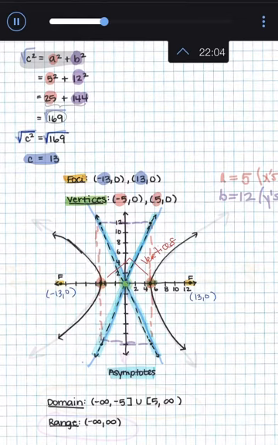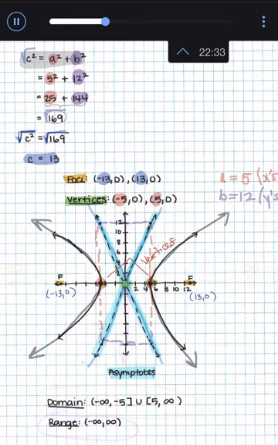And then to draw our actual graph, we know where our vertices are, and you would plan on starting at the vertices and heading out towards your asymptotes on either end. It's not perfect, but that's a good idea of what your graph would look like.